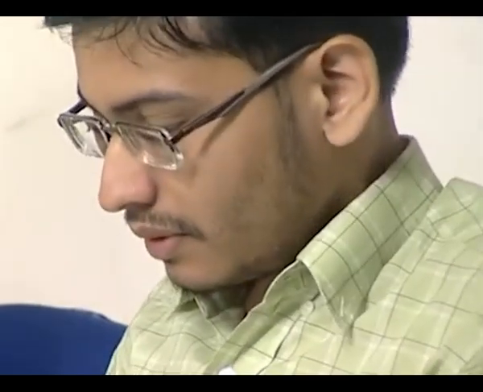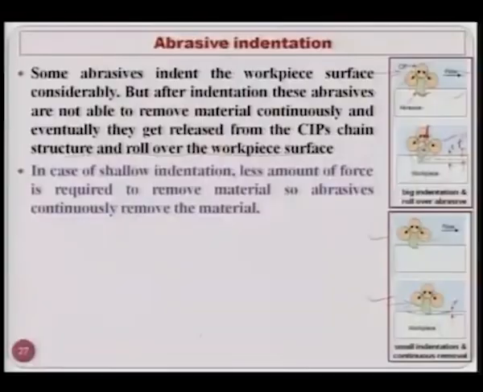In case of shallow indentation, that is shown in figures 3 and 4, less amount of force is required to remove material. So, abrasives continuously remove the material, as you can see in the fourth figure. Now, in fact, here it is important to note that how much axial force or tangential force it can apply to remove the material from the workpiece depends upon the strength of the medium, magnetic flux density, concentration of the CIPs. It is something different from what you see in case of grinding wheel, where bonding material decides the strength of the abrasive particle.